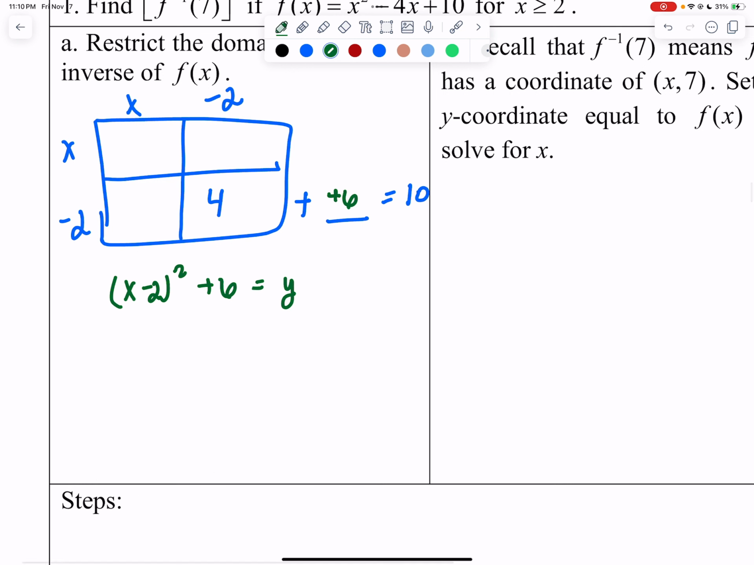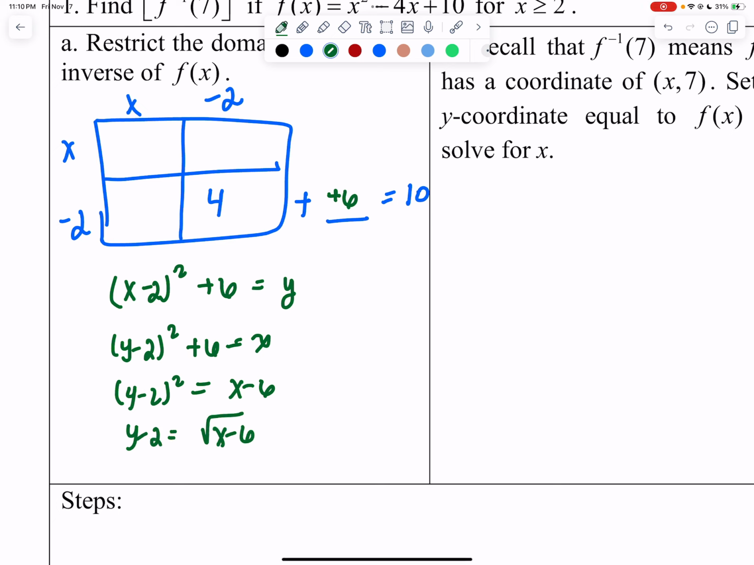To find the inverse, I'm going to switch x and y. So now I have (y minus 2) squared plus 6 is equal to x. And then I'm going to solve for y, which in this case is going to be my inverse. So I have (y minus 2) squared is equal to x minus 6. I'm going to take the square root, and then I'm going to add 2.